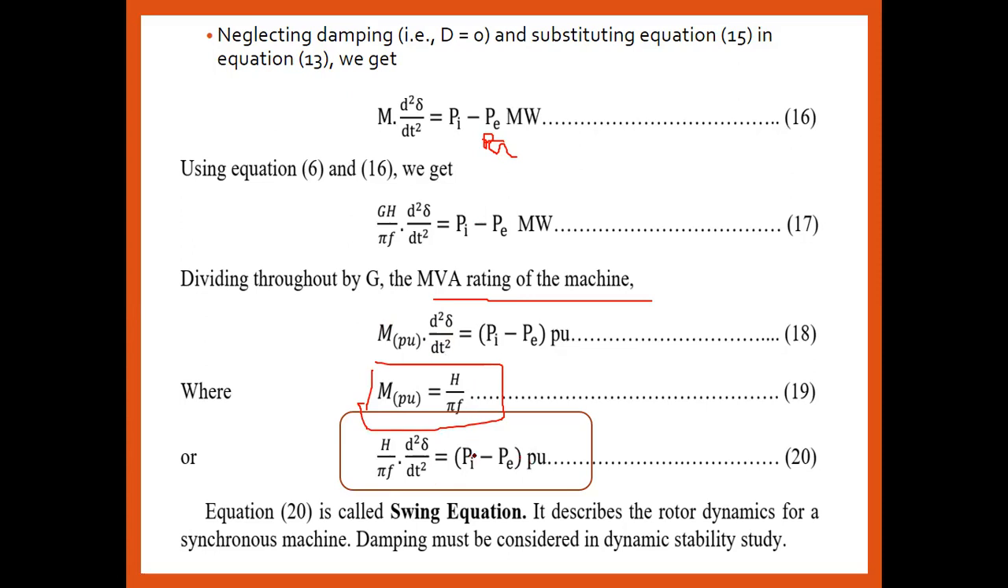This is called the swing equation. It is generally used to find the stability, or how much power we are getting under accelerating or decelerating conditions, that is, the rotor dynamics of the synchronous machine. Damping can be decided by dynamic stability studies, so here the damping is neglected; damping must be considered under the dynamic stability of the power system.